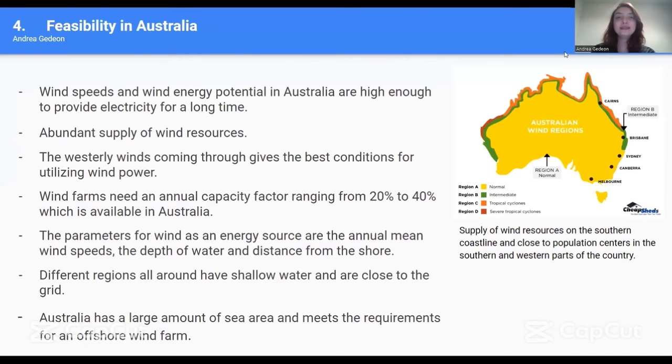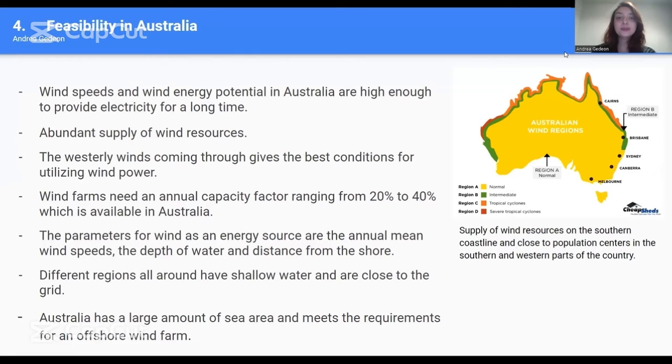And now for the feasibility in Australia. Australia has an abundant supply of wind resource that is mainly located in the southern and western parts of the country, close to the population center, as we can see in the picture where most of the wind regions are. So we have Tasmania and the southern regions of Victoria, South Australia and Western Australia. There's moderate wind energy potential in New South Wales and relatively low potential in Queensland and the Northern Territory.